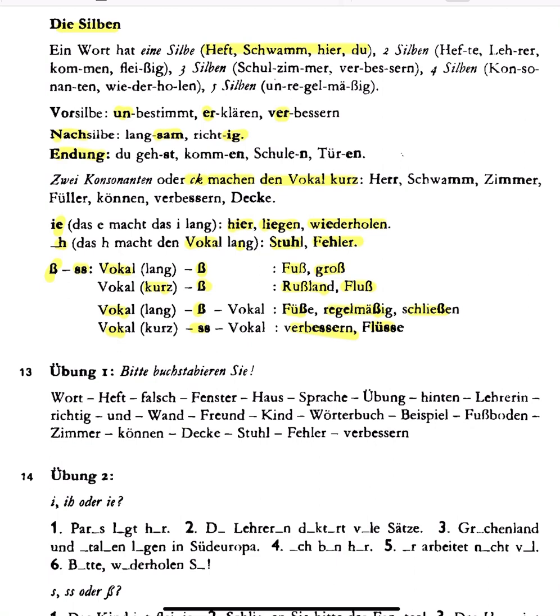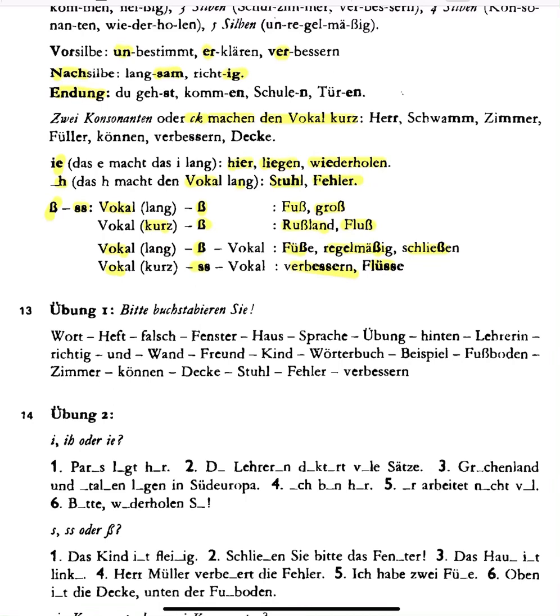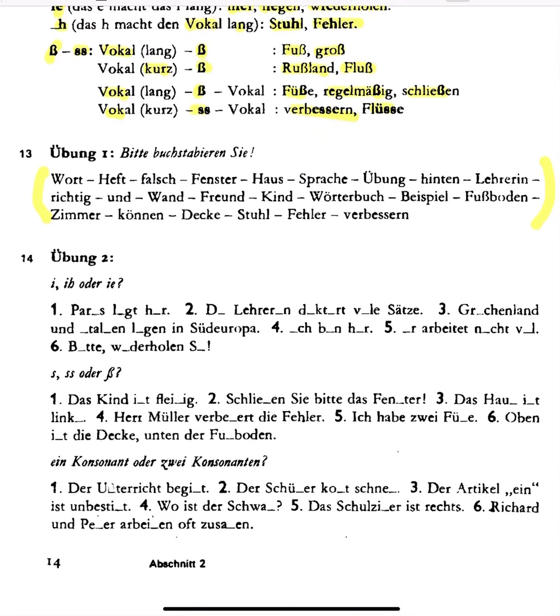And now in the next question, we try to buchstabieren, so they spell it. Wort, W-O-R-T. Heft, H-E-F-T. Falsch, F-A-L-S-C-H. Fenster, F-E-N-S-T-E-R. Haus, H-A-U-S. Sprache, S-P-R-A-C-H-E. All of these questions we can answer with the voice, and in the alphabet spelling it is very easy. And in the other question, we have to add E or EH or IE.